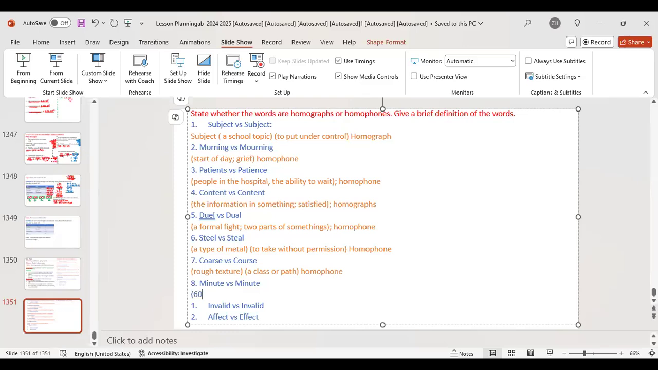Very good. So one is 60 seconds, and the other one means very small. What about minute as in the minutes of this class, where we learned homograph? That's another one too. Like a record. What about court and court?